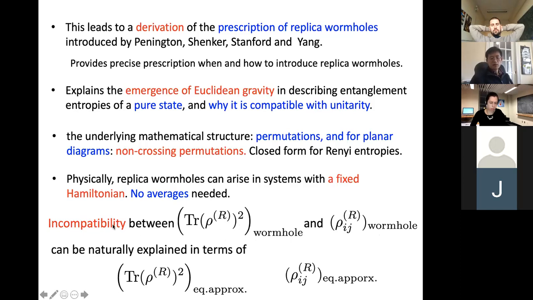But this incompatibility can be easily understood using this equivalent approximation, which we discuss in detail in our paper. The point is that at the leading order in the equivalent approximation, the off-diagonal matrix element of your density operator is subleading. But those subleading terms actually contribute to your calculation of the linear entropy. So if you include those higher order contributions from the approximation, there's no tension at all. You don't need to introduce any ensemble average.